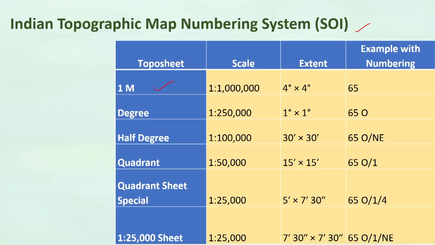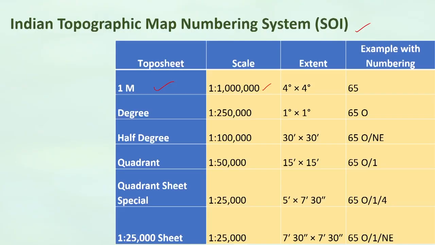The name of that kind of topo sheet is the 1 million series topo sheet. Here the scale is 1:10 lakh. I mean, if you look at the map of that topographic sheet, 1 centimeter in the map will represent 10 lakh centimeter on the ground, right. Yes, that is like a small scale map. If you consider the whole topo sheet as a square, it will cover 4° longitude, 4° latitude.